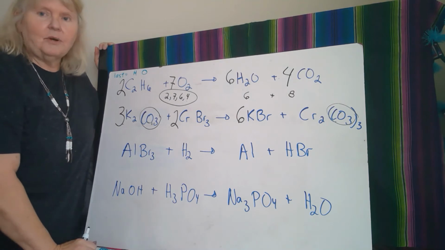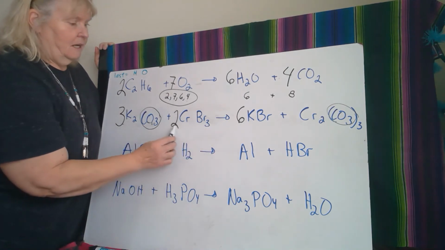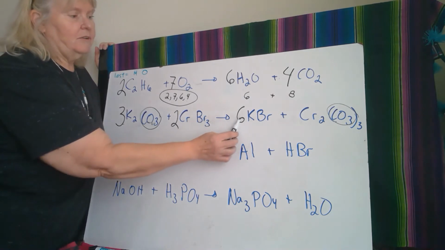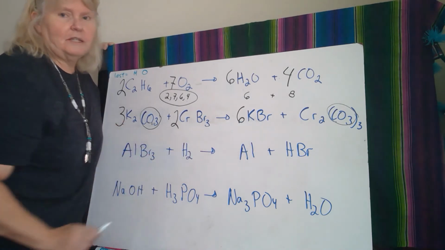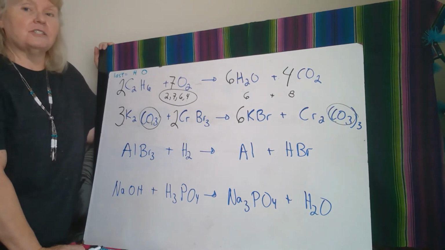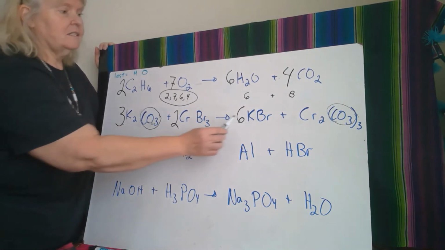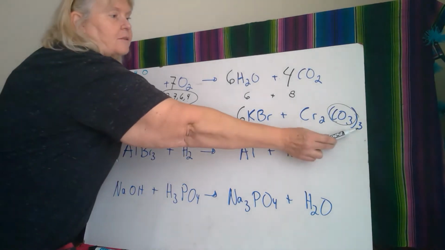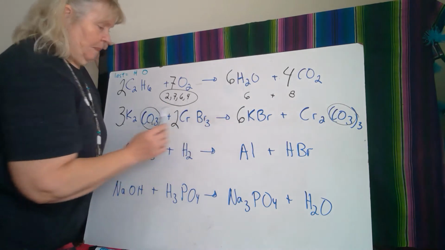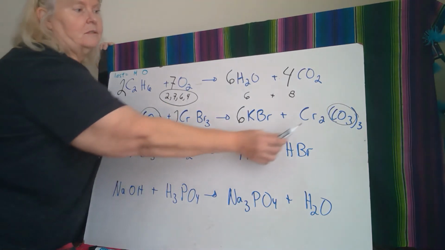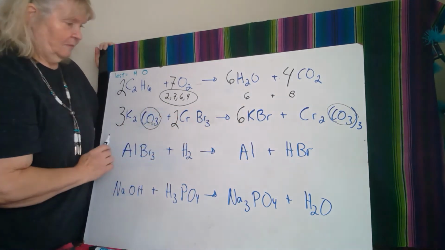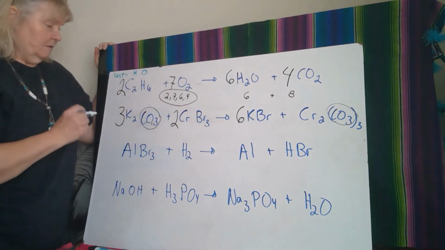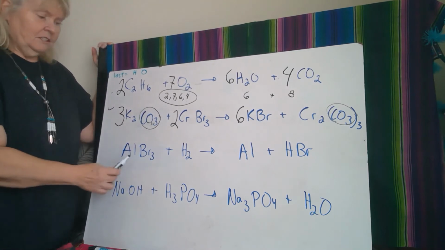I don't think I've checked bromines. So let's see. I have 2 times 3, 6 bromines. Over here, 6 times 1, 6 bromines. I think it's done, but let's check one more time. 6 Ks, 6 Ks. 3 CO3s, 3 CO3s. 2 chromiums, 2 chromiums. 6 Brs, 6 Brs. Okay, so I'm done on that one. Let's try the next one.